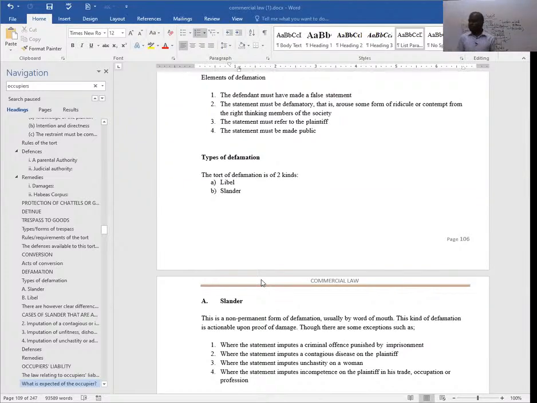If it is libel, then it is actionable without any form of proof, because the evidence that will be there is maybe the printout of a newspaper or a magazine, where the statement made about a particular person is not true, because it is in a permanent form.